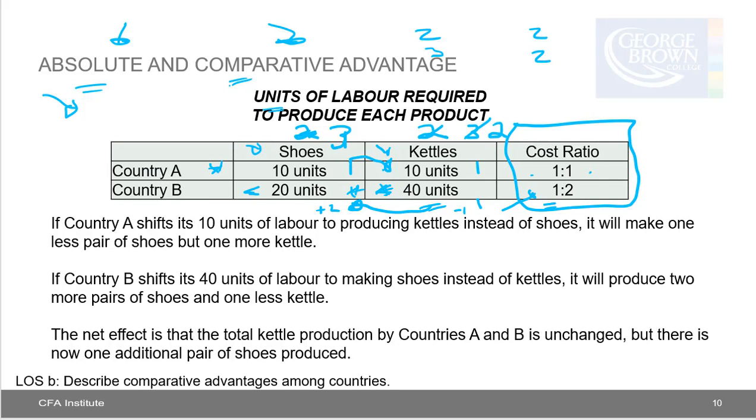And then finally, by specializing and trading, you can see by moving from producing kettles that was using 40 units of labor into shoes for country B, and then trading, we went from a starting point of 2 pairs of shoes and 2 kettles to a situation where we had 3 pairs of shoes and 2 kettles. So we were actually able to increase output; there's now an additional pair of shoes that was produced through specialization and trade.